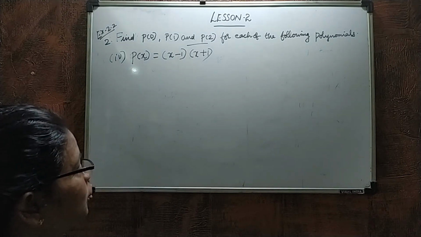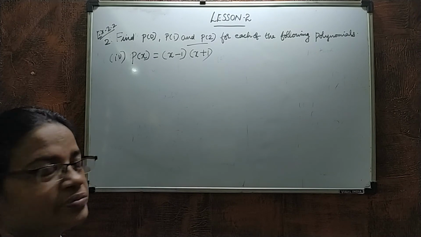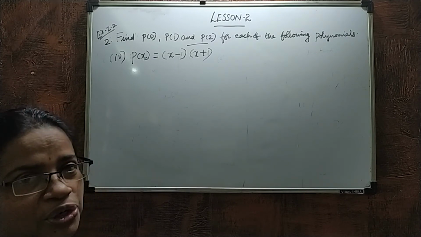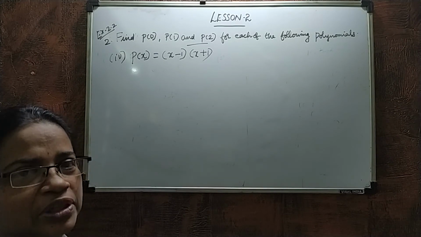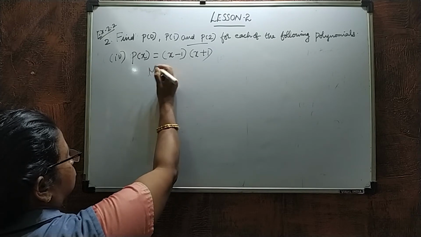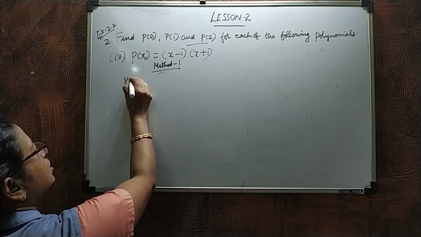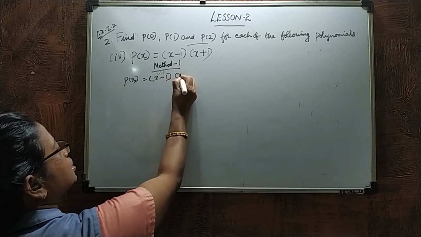This is the fourth question. P of x is equal to x minus 1 into x plus 1. Two methods are there. Any one method you can do. For the notes you can write the two methods. For the exam only one method is needed. This is the first method I am going to do.